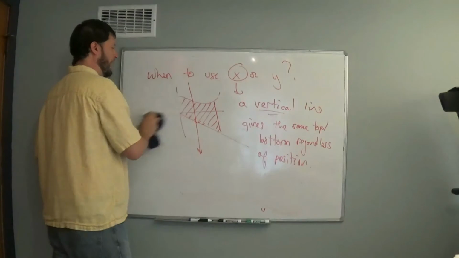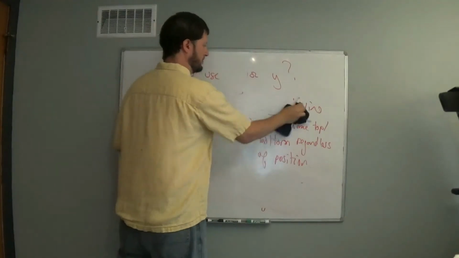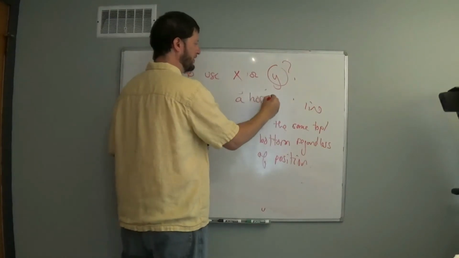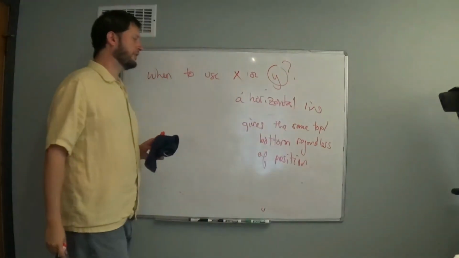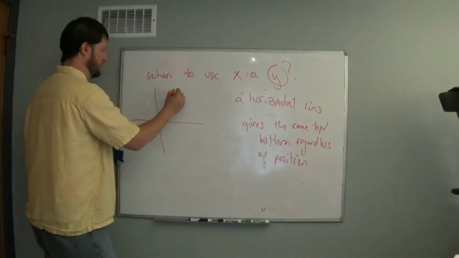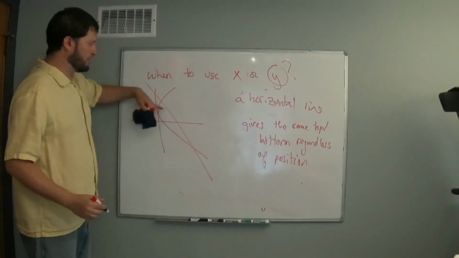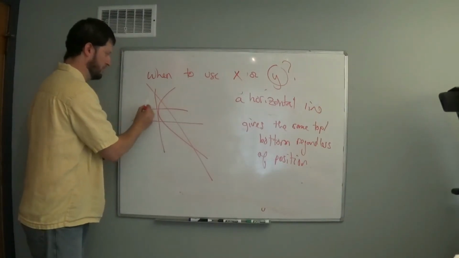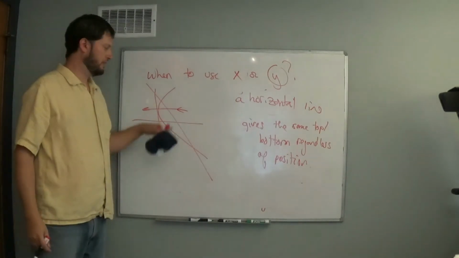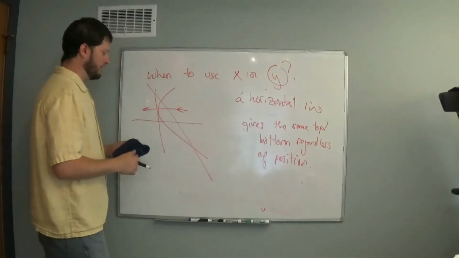So when do we use y? Exactly the opposite. Right, so we use y if a horizontal line gives the same top and bottom regardless of where the position is. Again, let's just look at the one that we were just doing, and talk about why that's true. Right, so a horizontal line now, top and bottom, top and bottom, no matter where we are, the top and bottom are the same. And so that's when we're going to have to use the y.